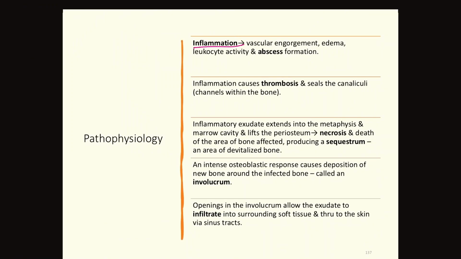So what's going on? We get the inflammation process causing the abscess to form. Inflammation causes thrombosis and seals off the canaliculi. That's starting to form the sequestrum. All these inflammatory exudates, all that pus, extend into the metaphyses and the marrow cavity, and lift the periosteum. When it lifts the periosteum, that causes necrosis and death of the bone in that area, producing that sequestrum, isolating it all out.